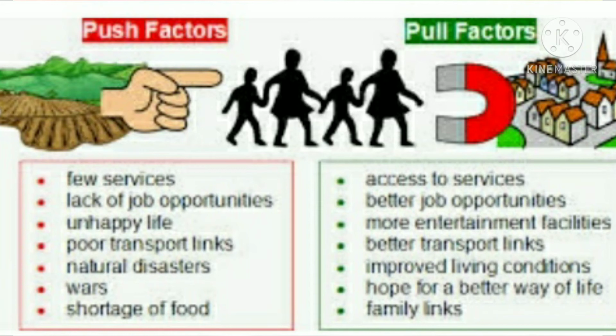The push factors are pressure on land, not enough for people to live on. Large families mean not enough land for each child. Poor quality of life, like hard work, long hours, little pay for farmers. Poor quality housing, increased use of machinery reduces job opportunities in farming.